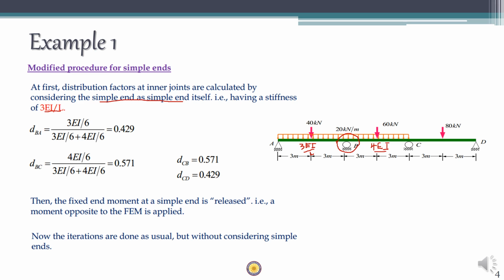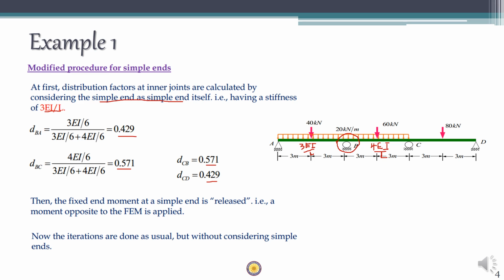So DFBA is equal to 3EI by L divided by 3EI by L plus 4EI by L, which will be 0.429, and DFBC will be 4EI by L divided by 3EI by L plus 4EI by L, which will be 0.571. Similarly, you can find for joint C also, where we get DCB is equal to 0.571 and DCD is equal to 0.429.